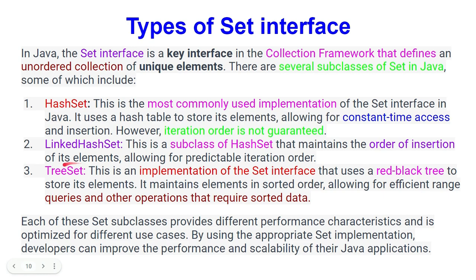Okay, we have one more class called TreeSet. This is an implementation of the Set interface that uses a red-black tree. So if you are going with some data structure concepts, I hope you know the red-black tree. In trees also, there are different types of trees.